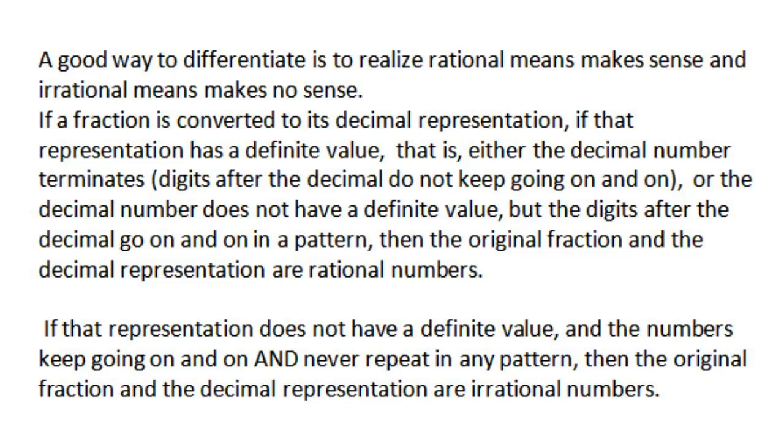If a fraction is converted to its decimal representation, and that representation has a definite value, that is, the decimal number terminates, or the decimal number does not have a definite value but the digits after the decimal go on in a pattern, then the original fraction and the decimal representation are rational numbers. If that representation does not have a definite value, and the numbers keep going on and never repeat in any pattern, then the original fraction and the decimal representation are irrational numbers.